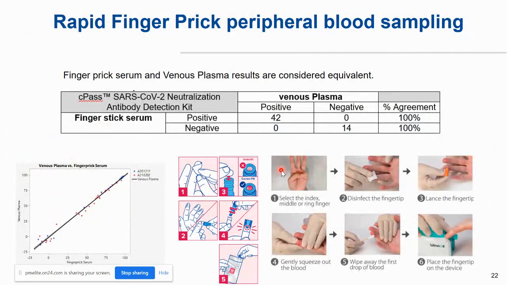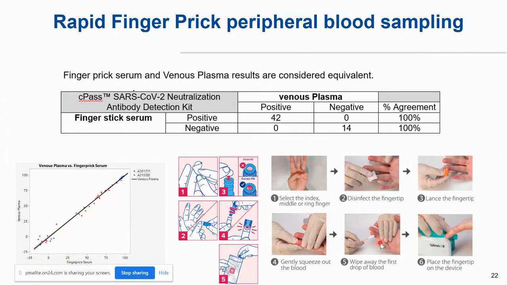Another very important feature of adopting SVNT technology is that we are now able to offer the finger prick method, so people do not have to be subjected to venous blood sampling. We collected various samples in Singapore, constituting positive and negative samples, of course with various neutralization capacities. We found that the agreement between finger prick serum and venous samples is 100% for both positive and negative agreement. The correlation was found to be really beautiful. Basically, you can see the data is aligned very well on this line.